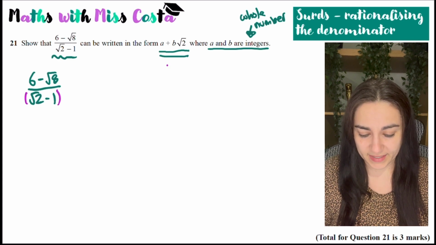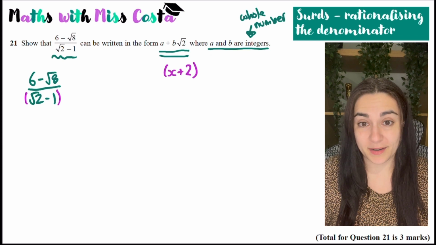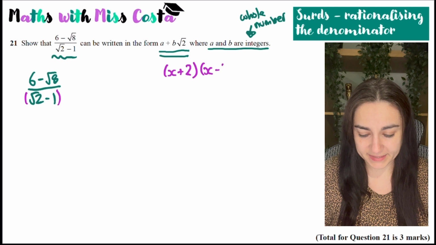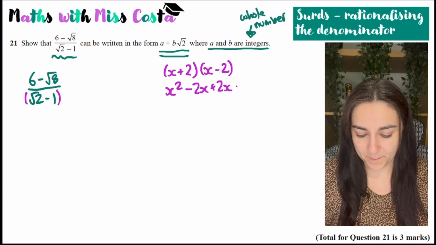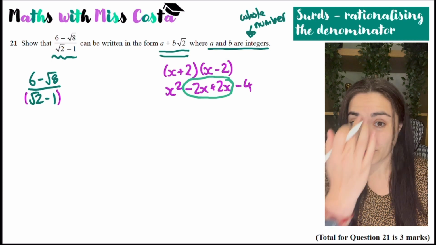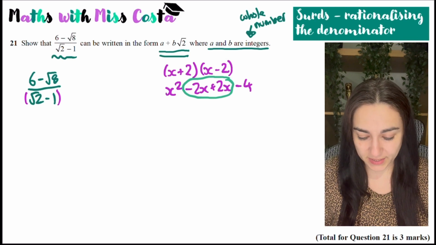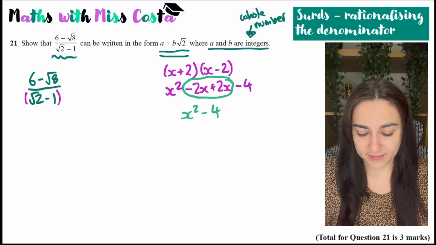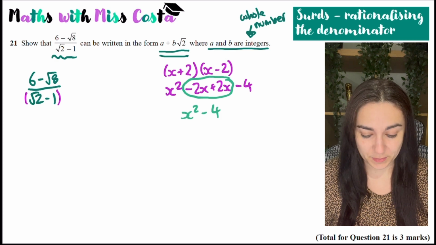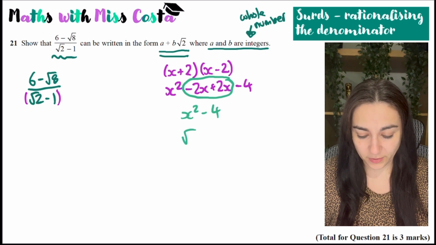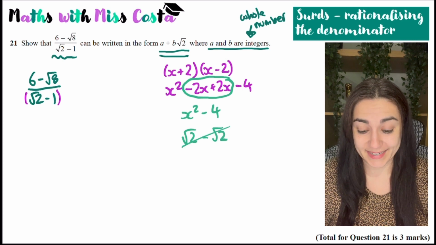Now the reason I do this, if you just think to yourself, if I had x plus 2 and I multiplied it by its inverse, so x minus 2, what happens? That becomes x squared minus 2x plus 2x minus 4. And these middle two terms, because one is a negative and one is a positive, they're going to cancel out. So I'd just be left with x squared minus 4. And that's exactly what I'd want to do with my surd, because I'd be left with the positive root 2 and the negative root 2, so they'd cancel out.